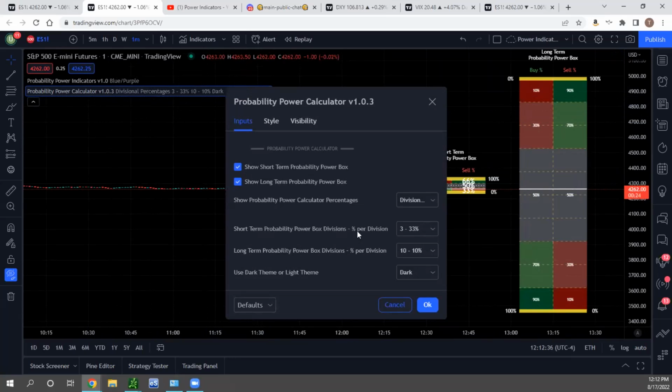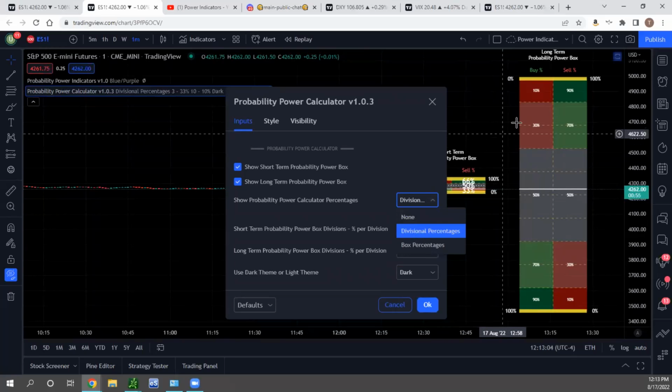So I'll go back into the settings here and I'll show that to you. So again, the short-term power division, I have it divided by thirds, and you can change that to either divided by half, divided in quarters, divided by 5, or divided by 10. So the short term I like to have divided by 3, and then the long term I like to have divided by 10, but you can have those divided however you choose. And then when you choose the divisional percentages, that's when it's going to give you the static percentages based on whichever division you have chosen.